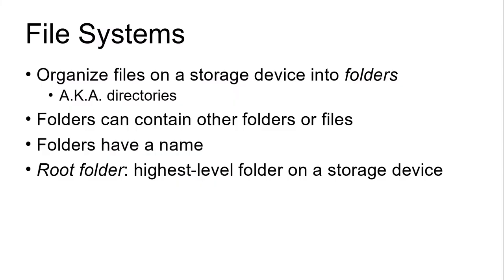The next thing I want to talk about is file systems. So file systems are the things that actually organize files on a storage device. And these are organized into folders, also known as directories. You can think about it sort of like a filing cabinet in an office. The storage device that your computer holds all of your data on, you can think of as the actual filing cabinet. And inside of that filing cabinet, you have a lot of different folders. Inside of those folders are actual files.